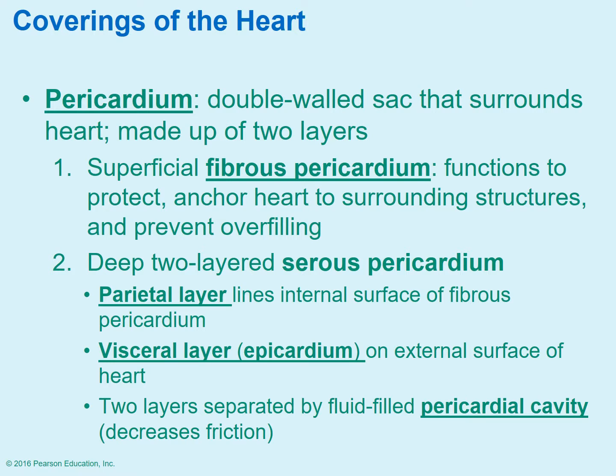The pericardium is the double-walled sac that's surrounding the heart. It's made up of 2 layers. The superficial fibrous pericardium helps to protect the heart, helps to anchor the heart to the surrounding structures, and it prevents it from overfilling. The deeper layer, serous pericardium, you've got 2 layers actually composing it, the parietal layer and then the visceral or epicardium, which is the external surface of the heart itself. The parietal layer is the outermost of those 2, and between them is the pericardial cavity. It is filled with fluid to help decrease friction.